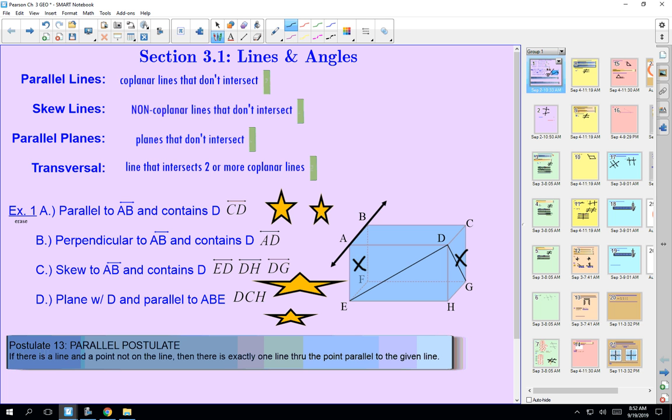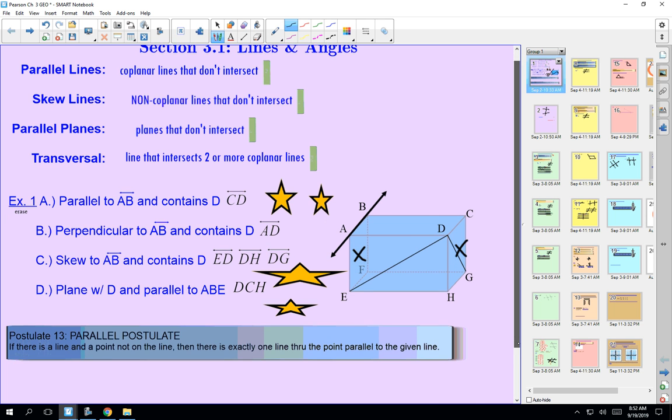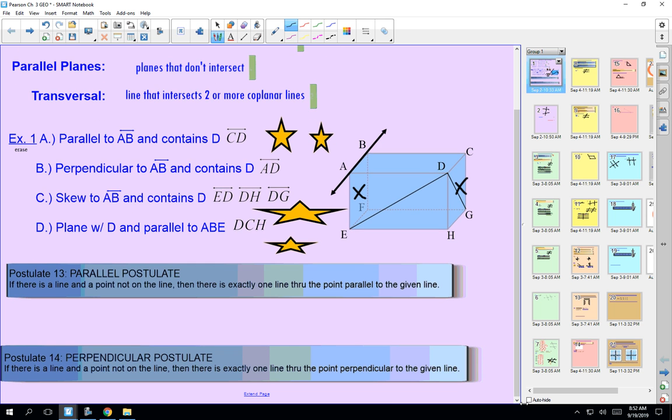All right, famous parallel postulate. This is actually a pretty important postulate among the postulates for the geometry that we study in high school. It says if there is a line and a point not on the line, then there is exactly one line through the point parallel to the given line. So there is only one and only one line through that point parallel to the given line.